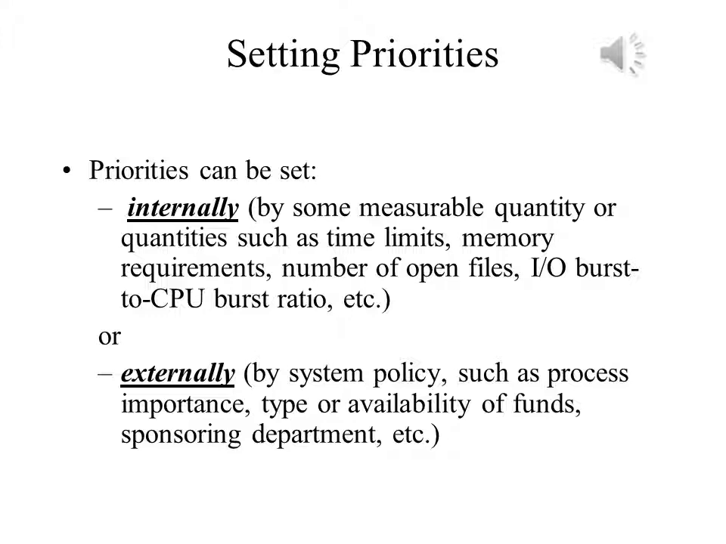External factors, though, may be equally important to the people running the system. Policy factors, such as process importance, types of funds and how much is available, the department that owns the process, and so on, may be just as important in setting priority.